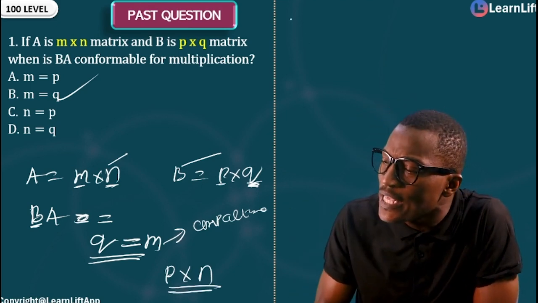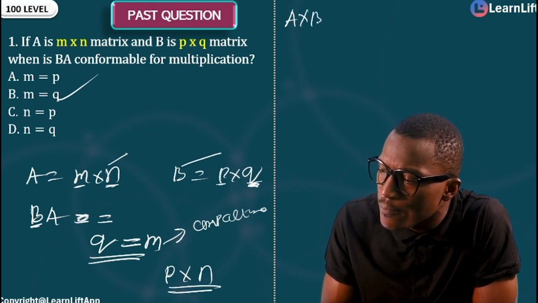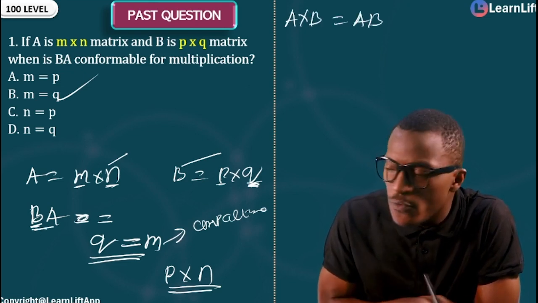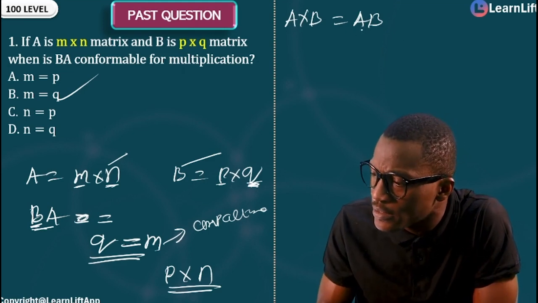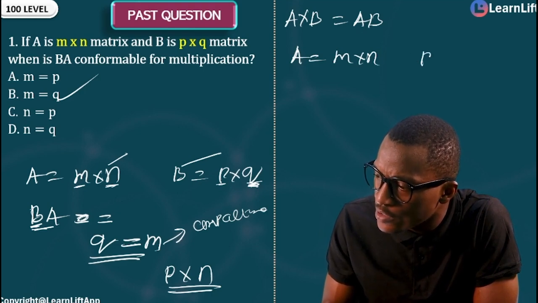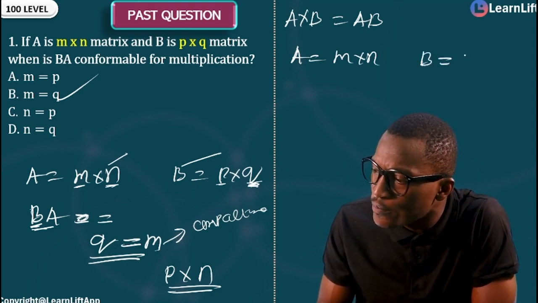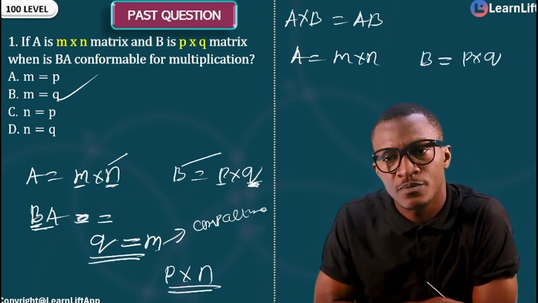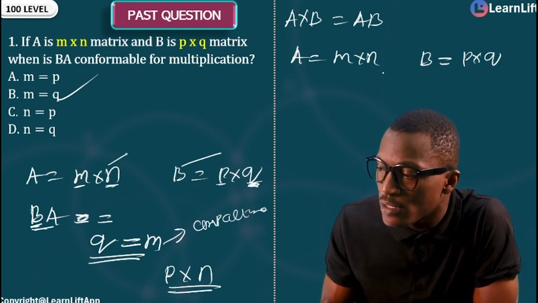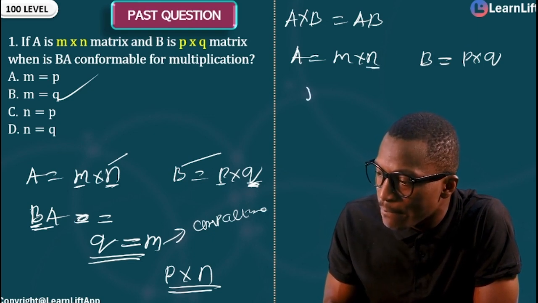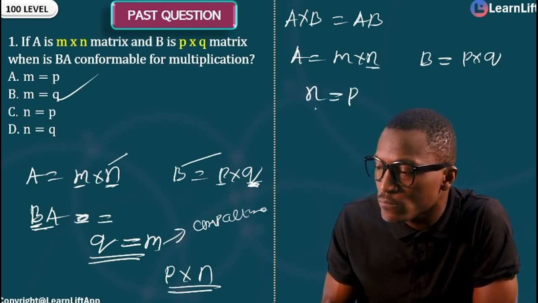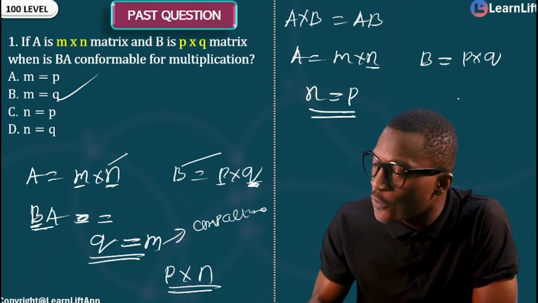Now, what if it's an AB? For an AB, what we did for a BA? For an AB, it means A is coming first. What is A? A is an M times N matrix. And what is B? B is a P times Q matrix. The column of the first matrix, what is the first matrix? A, because they say AB. So the column, that's N, must be equal to the row, that's P. This is for compatibility.